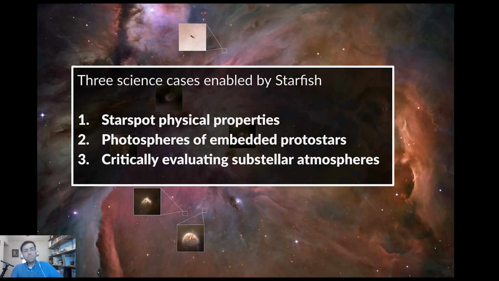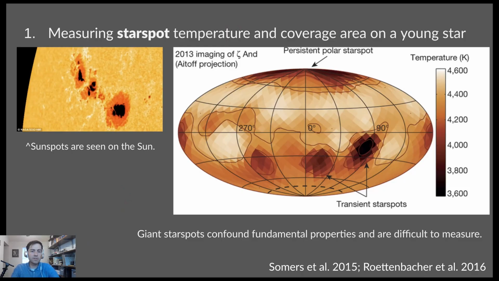Okay, so let's drill down on 3 science cases enabled by Starfish. Primarily starspot physical properties, the photospheres of embedded protostars, so young stars, and critically evaluating substellar atmospheres. So these are 3 themes I've been involved with over the last 5 years. So first off is starspots. Sunspots are familiar. They've been known since Galileo's time, when we first pointed telescopes at the sun safely, and they're seen on stars.